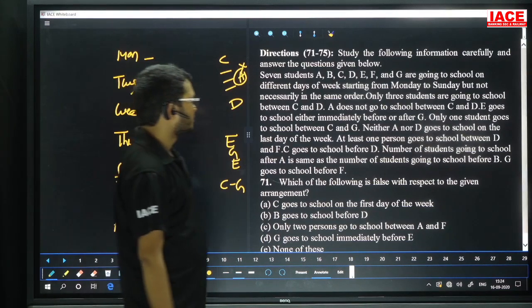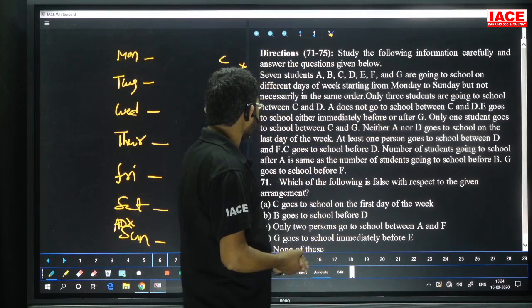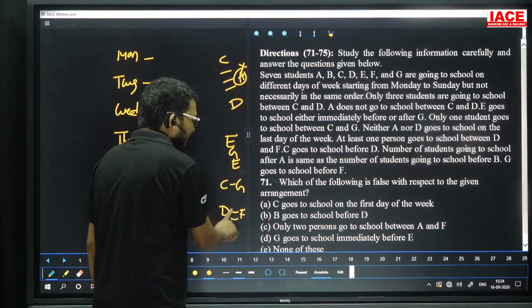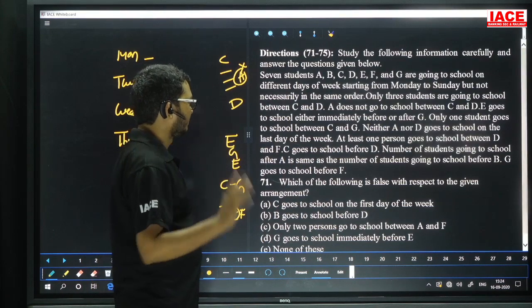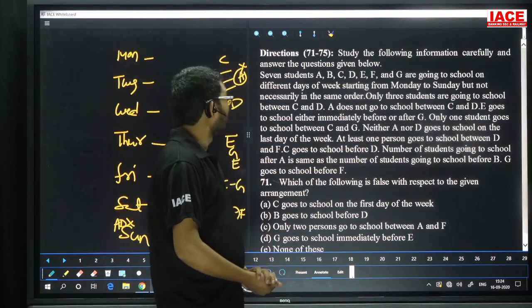Next point: at least one person goes to school between D and F. Between D and F, we have at least one. At least one means the minimum is 1. Leave it. Next one: C goes to school before D.